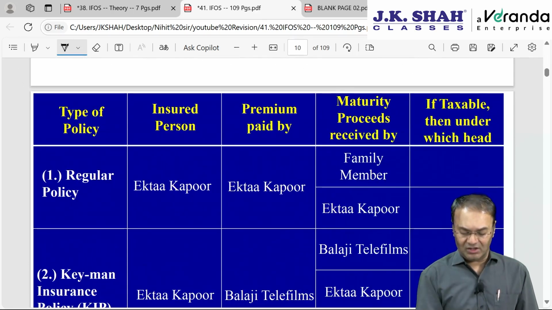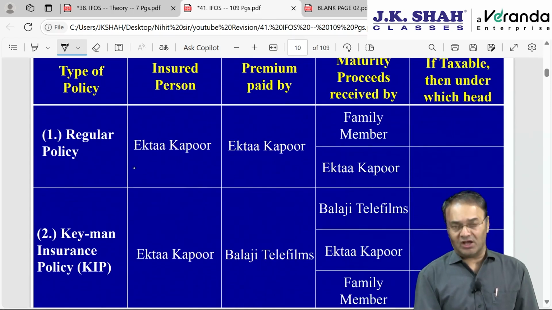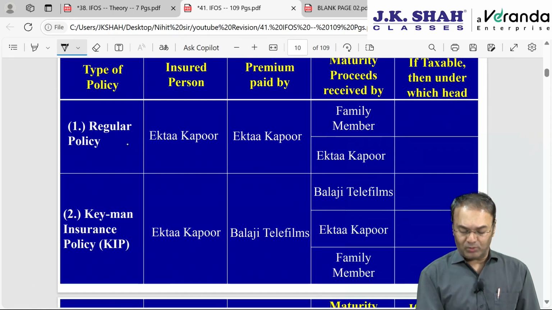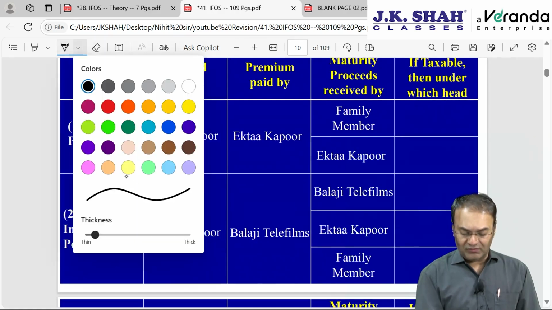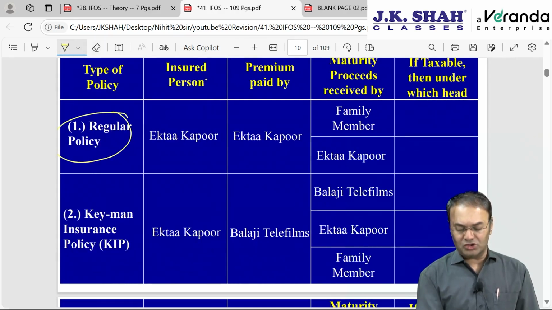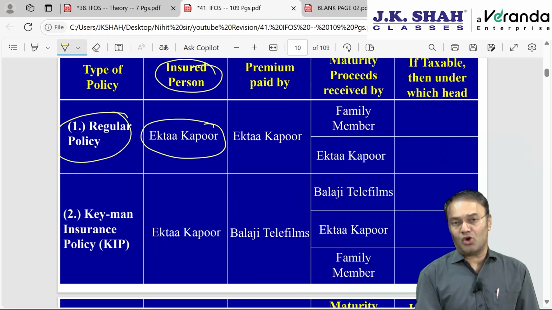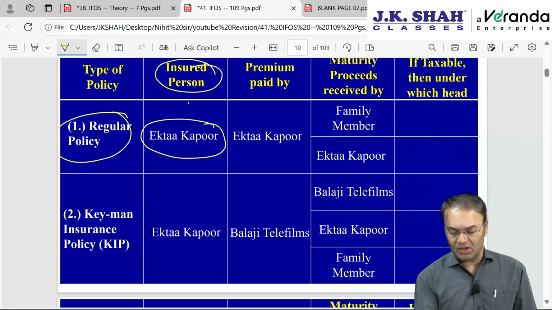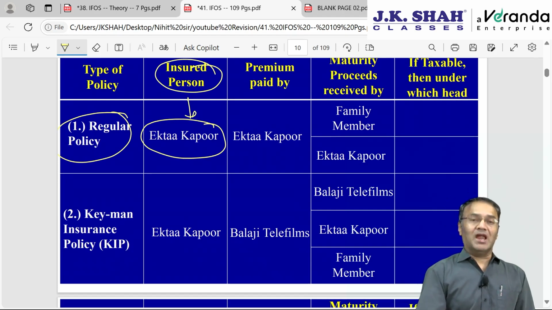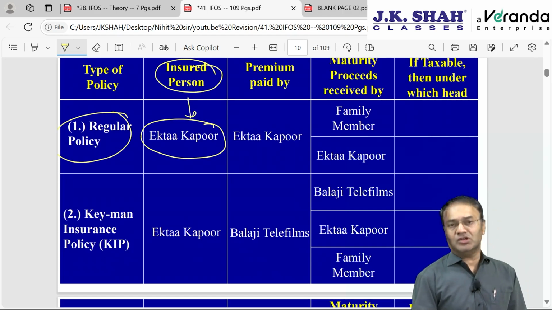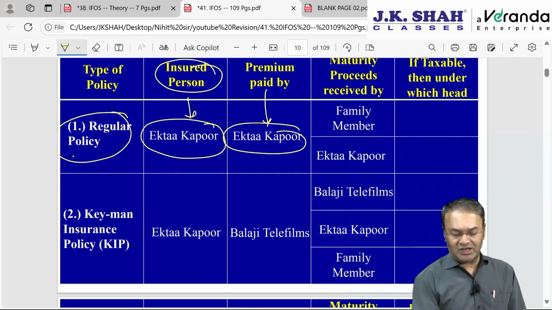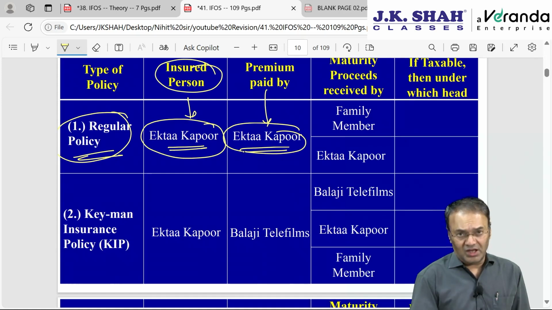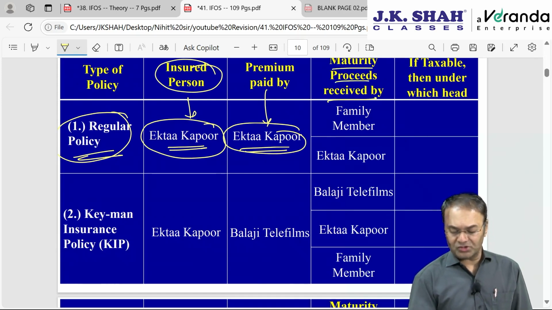This I have clarified here. So I have taken the example of Ekta Kapoor. In case of a normal policy, which we call a regular policy, the insured person, the person on whose life the policy is taken out, is Ekta Kapoor. She runs this company called Balaji Telefilms, which is a public listed company, but she is the key person. So if the premium is paid by Ekta Kapoor herself, then that is a regular policy. The person in whose name the policy is there makes the payment of premium, then it is a regular policy. Now in whose hands will the maturity proceeds come, the policy will mature.